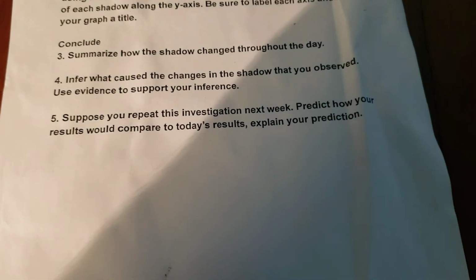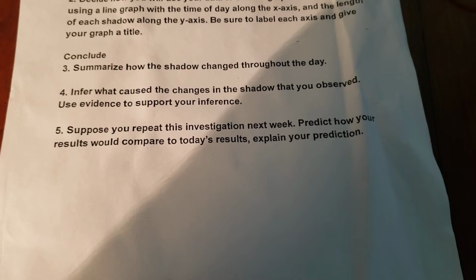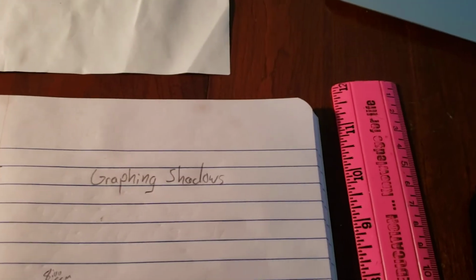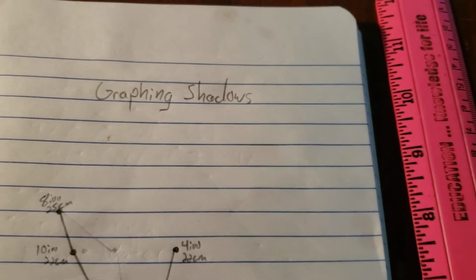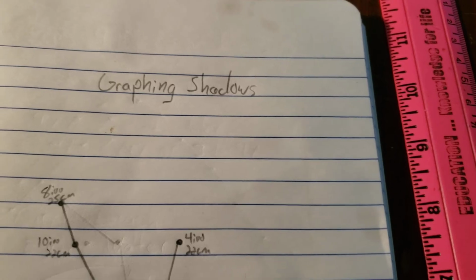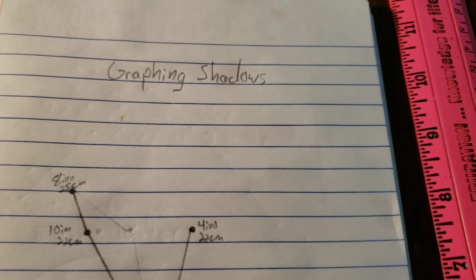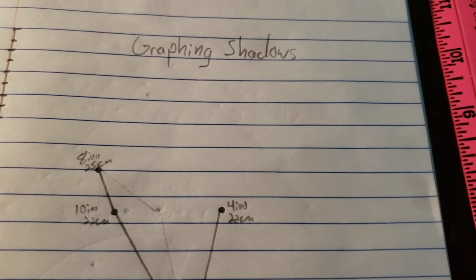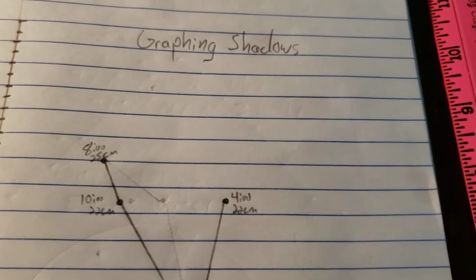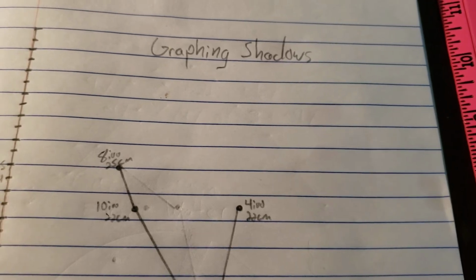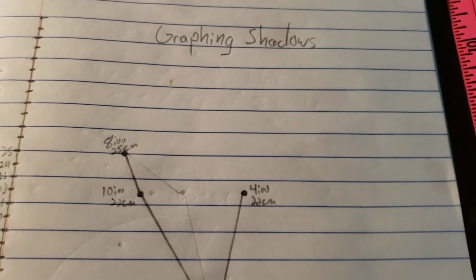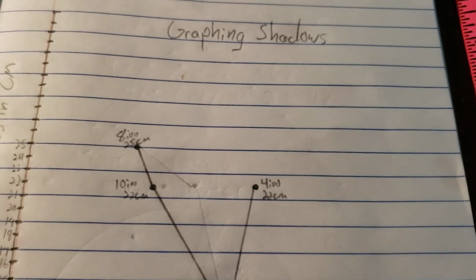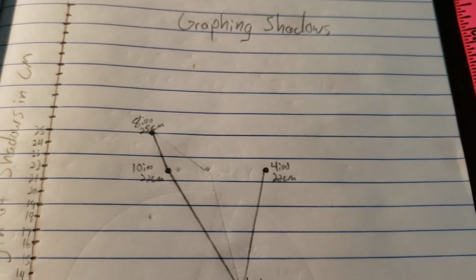Okay, so number 4. Infer what caused the changes in the shadow that you observed. Use evidence to support your inference. So the Earth rotates, and the sun seems to change position across the sky, but the sun's not actually moving. It's the Earth that's spinning. The sun stays in place, but because the Earth is rotating, different parts of the Earth get different direct sunlight at different times. So this is what causes the shadows to change in length and position.